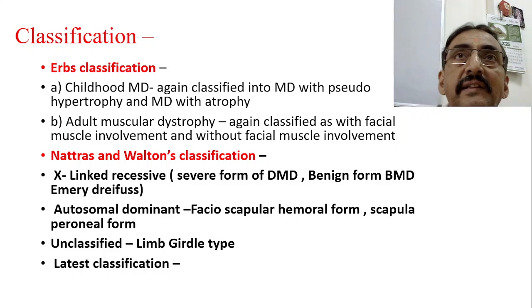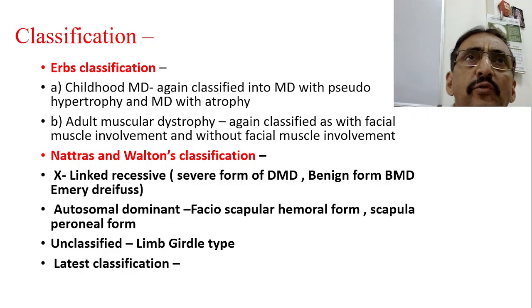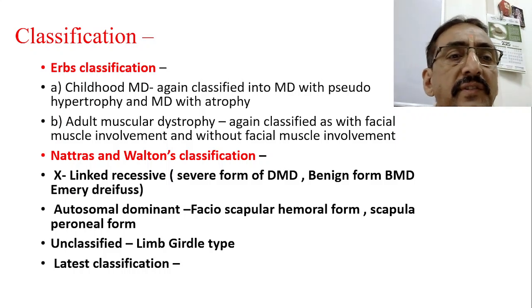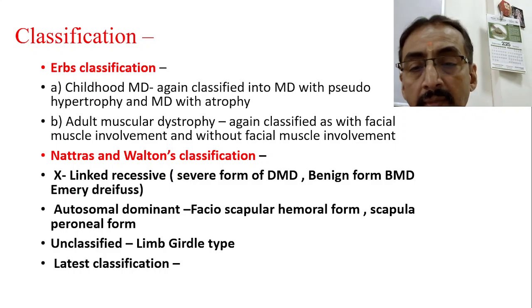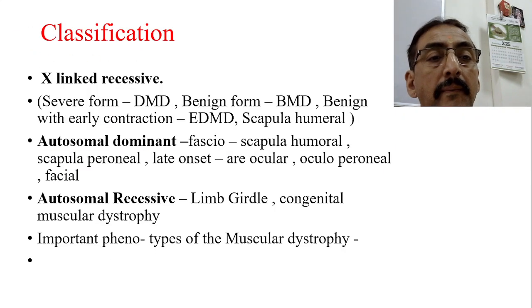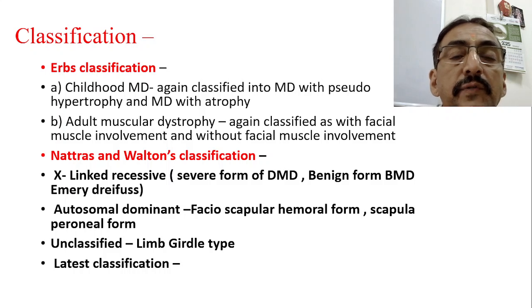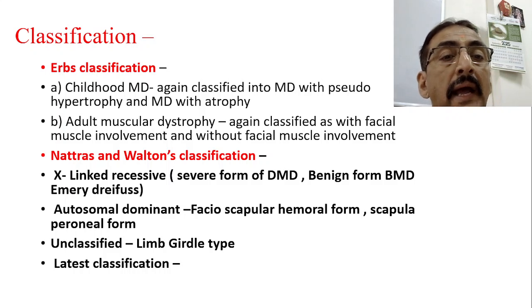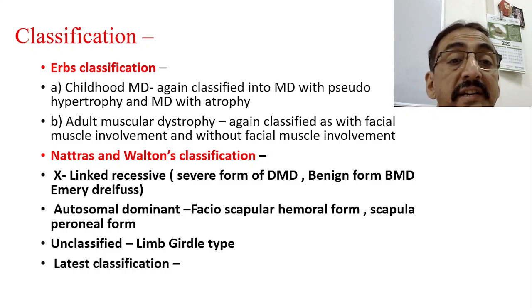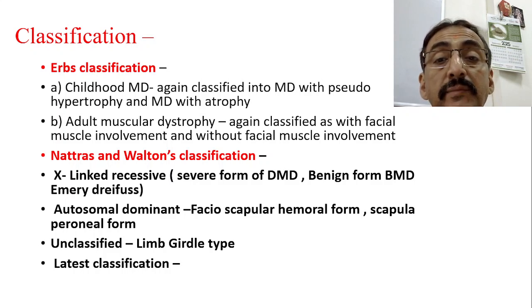Now, just classification of the muscular dystrophies. There are so many classifications of muscular dystrophies. In the childhood period, muscular dystrophies are again classified into muscular dystrophies with pseudohypertrophy and muscular dystrophies with atrophies. In the adult muscular dystrophy, again the classification is with facial muscle involvement and without facial muscle involvement.